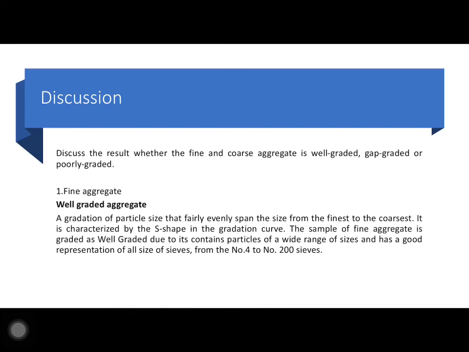Next part after result is the discussion. Here, discuss the result whether the fine and coarse aggregate is well graded, gap graded or poorly graded. So based on this experiment, for example, you determine that the fine aggregate is well graded. Why well graded? Because the gradation of particle size fairly evenly spans the size from the finest to coarse. So it is categorized by the S shape. And the sample of the fine aggregate is graded as well graded because it contains particles of a wide range of size and has good representation of size, from sieve number 4 to 200.